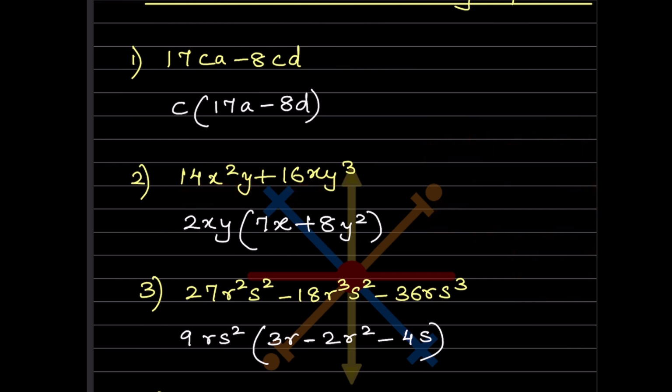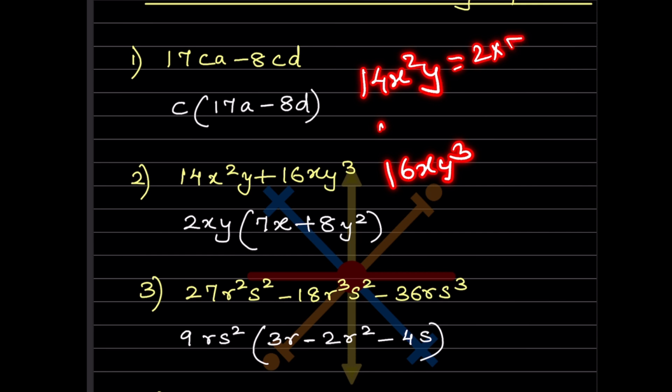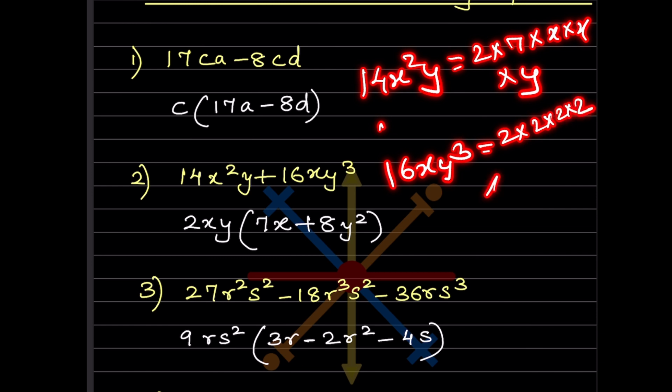Sorry for that. So I'll write it again. So here, that is 16xy cube. So that will be 2 into 7 into x into y. And this will be 2 into 2 into 2 into 2 into x into y into y into y.